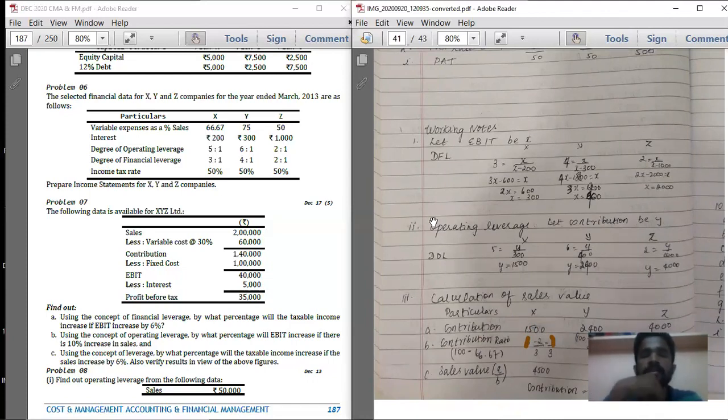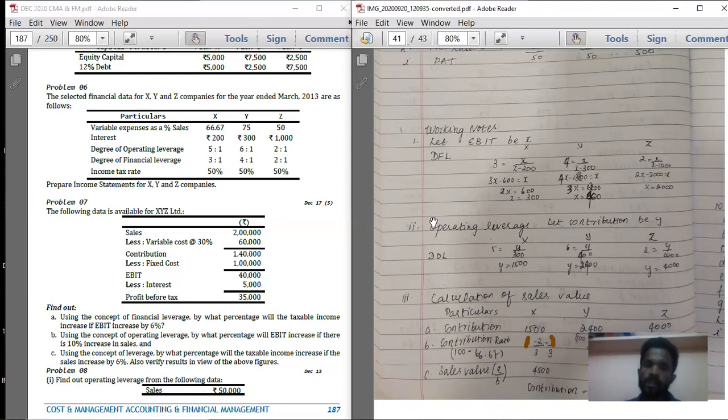Now working notes, below that, point number 1. Let's assume EBIT be X. Just take down small x. Below that DFL, we are calculating DFL. DFL, a columnar table, first column X, second column Y, and third column Z. Below that, what is the formula for DFL? DFL is equal to EBIT divided by EBT. What is EBT? EBIT minus interest. So we are assuming EBIT as X here.